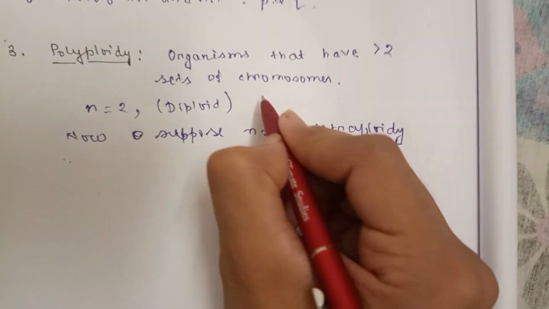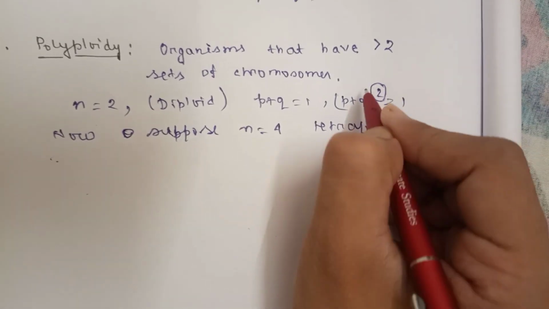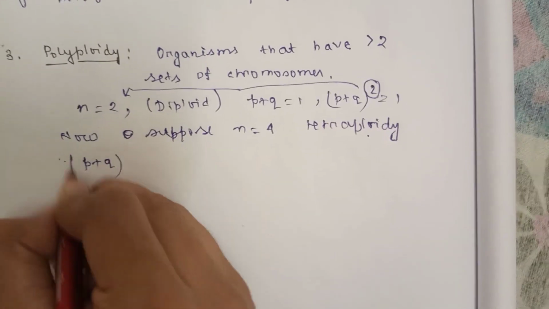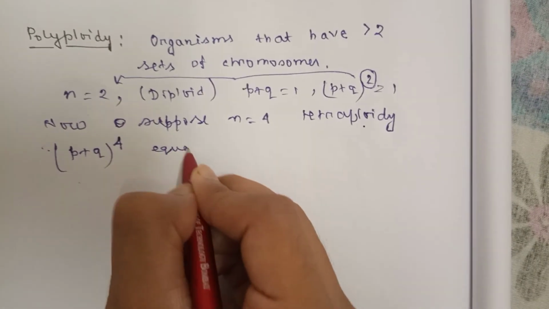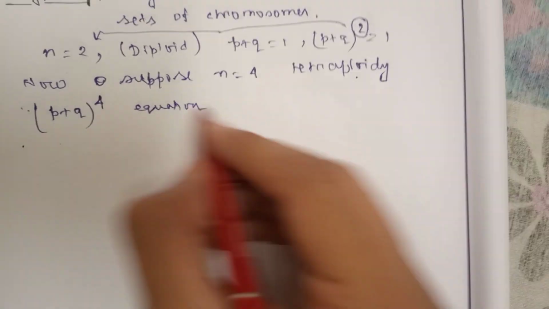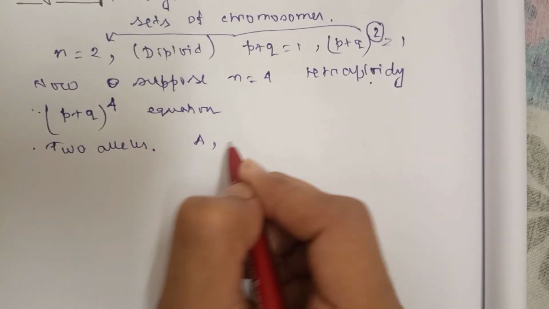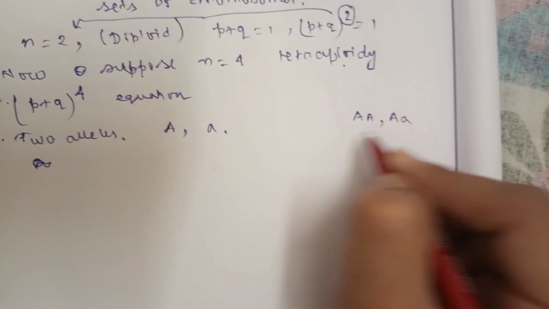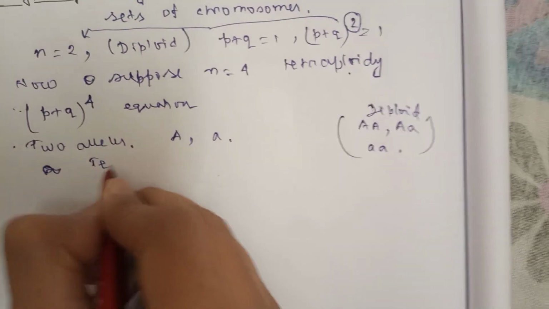So the earlier equation was P plus Q equal to 1 and P plus Q whole square equal to 1. Square why? Because n is equal to 2, diploid. Now tetraploid, so P plus Q to the power 4. This will be the equation. So you can tell how the genotypes will be. Like let's say two alleles, A and small a. Earlier it was AA, A small a, or small a small a, right? Because it was diploid. Now it is tetraploid.